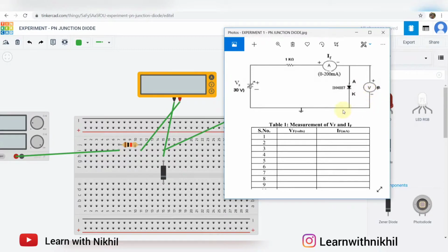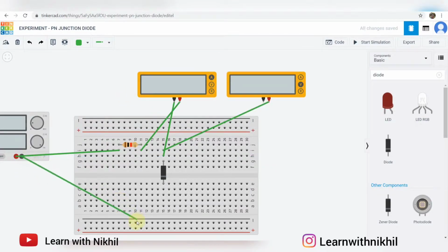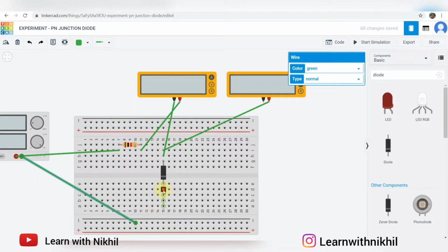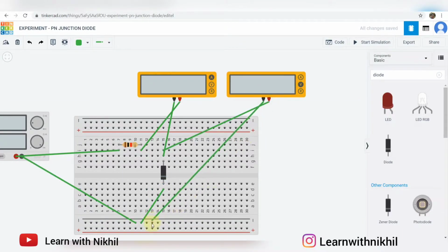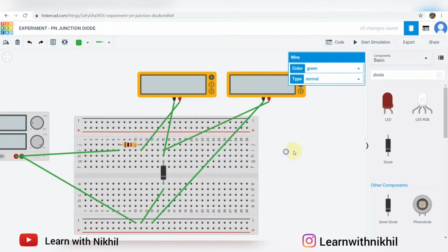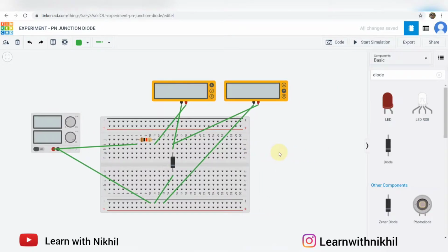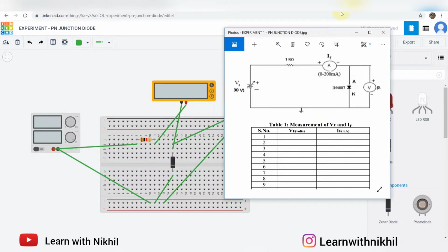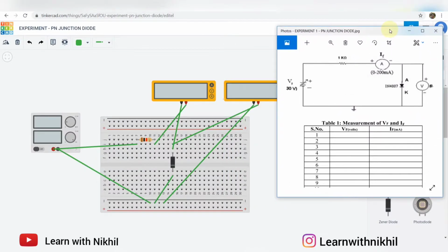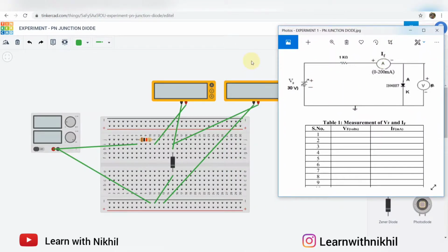Now negative of the voltmeter, negative of diode and negative of power supply, all three are grounded. So I'll make this as common ground. Now our connections are done as per the circuit given. Now this will work in forward bias condition, as PN junction diode works in forward bias only. It doesn't work in reverse bias.